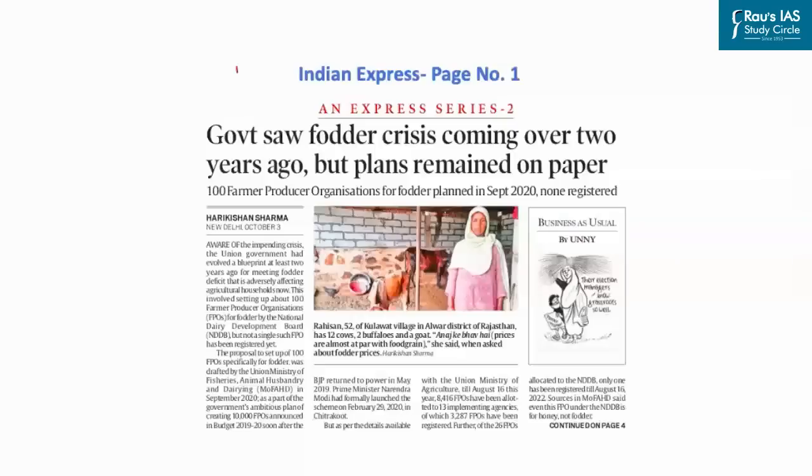The next question is related to the farmer producer organizations. Since September 2020, the government of India had decided to set up 10,000 FPOs. Out of these 10,000 FPOs, 100 FPOs were required to be set up in order to meet the fodder needs of the dairy farmers. But so far, not a single FPO has been set up to meet the fodder needs of the dairy farmers.